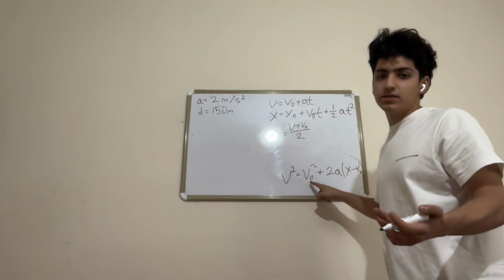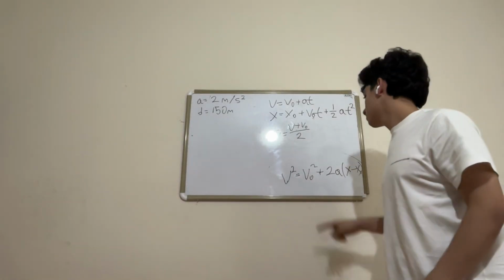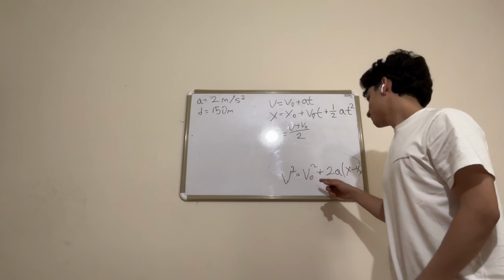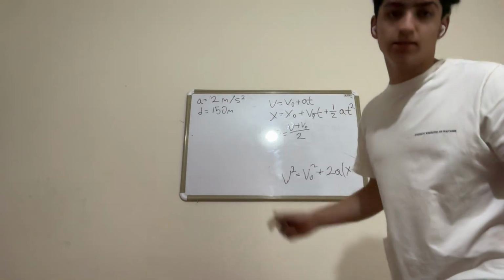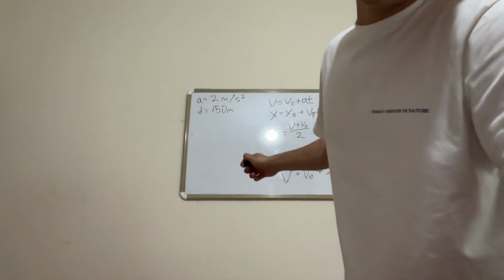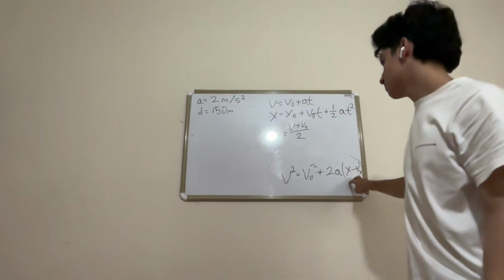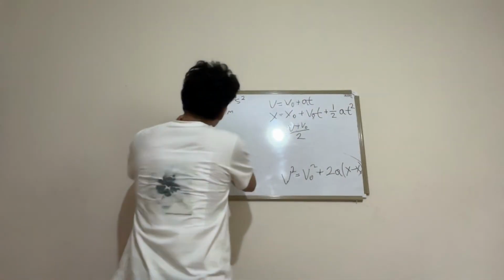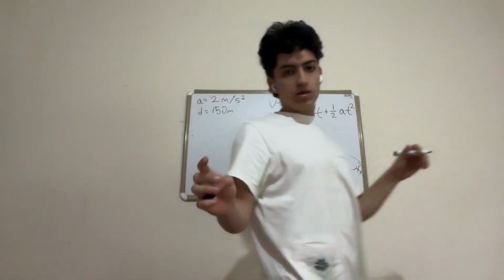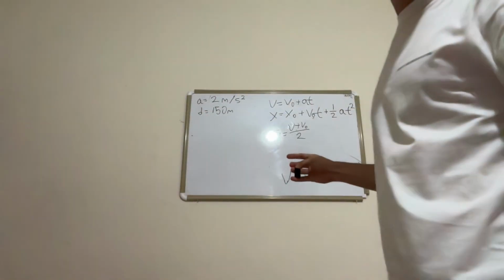This one we can basically say is 0, right? The initial velocity is basically 0. So we basically have this times this. We need to solve for this, so let's do it.